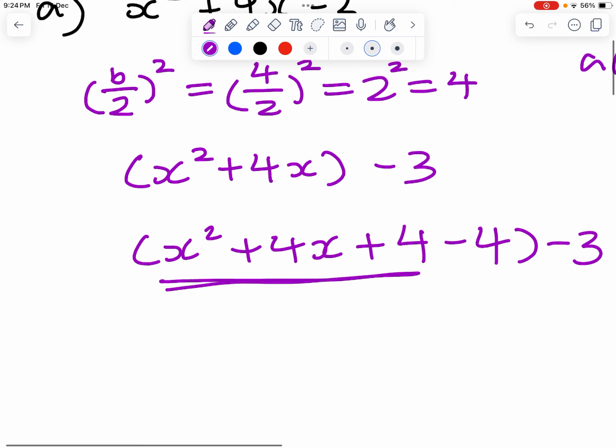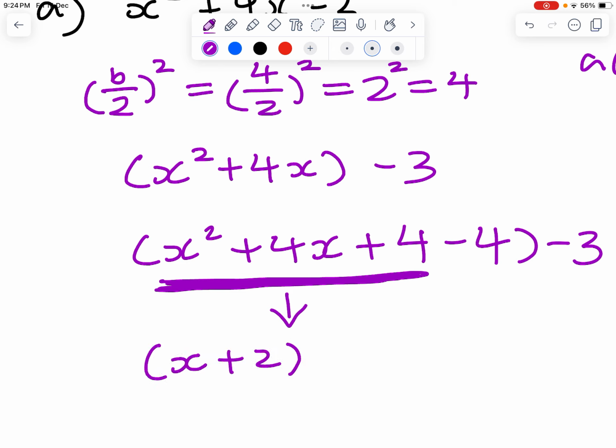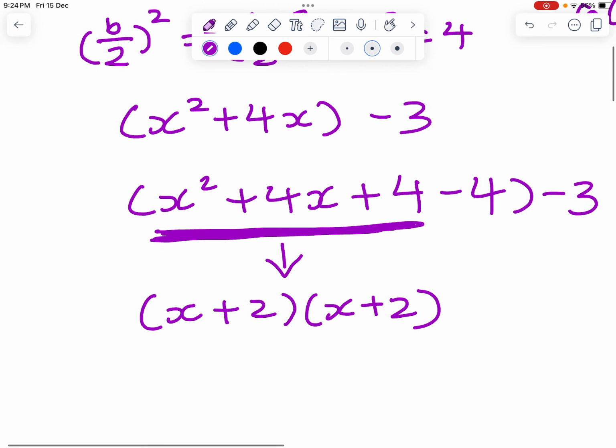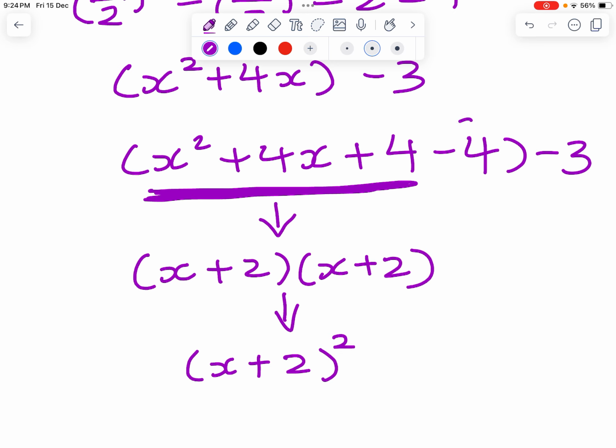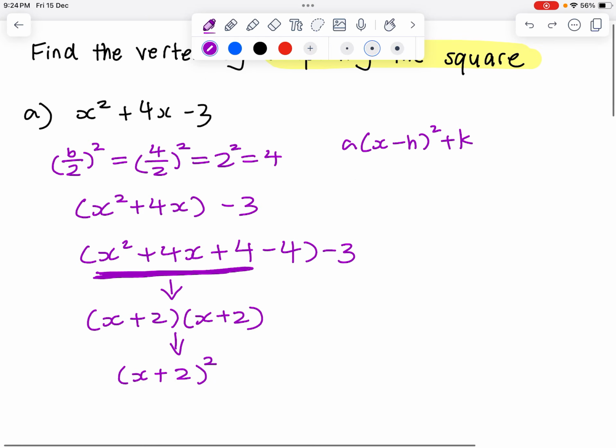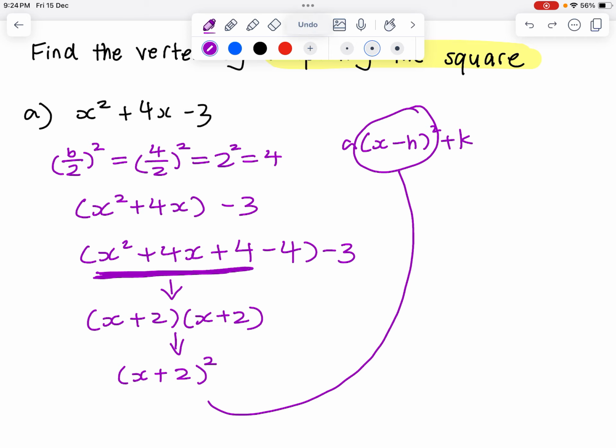Now if we focus on just these numbers inside the brackets, what do you see? You can factor it into (x plus 2) times (x plus 2). If you're not sure you're right, you can always expand it to check, and if we expand it, we get the same thing. To simplify further, we get (x plus 2) squared. This looks similar to (x minus h) squared, and we have (x plus 2) squared.